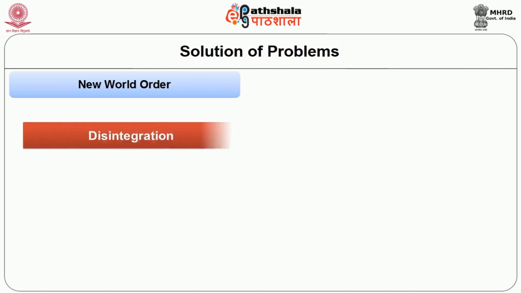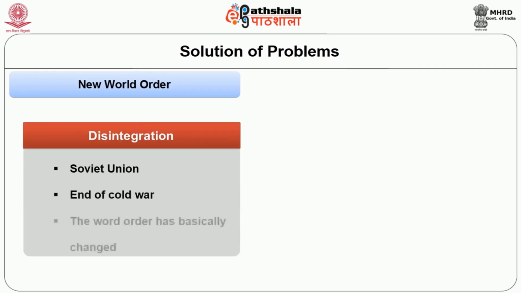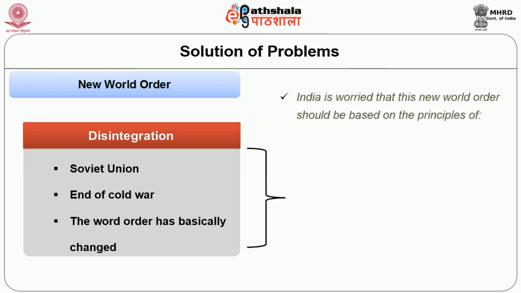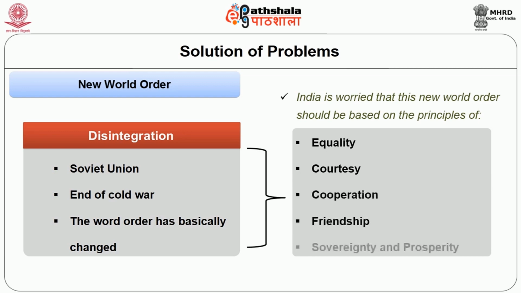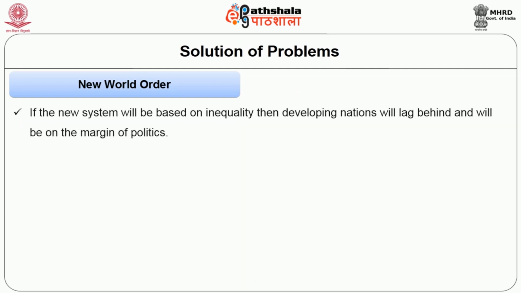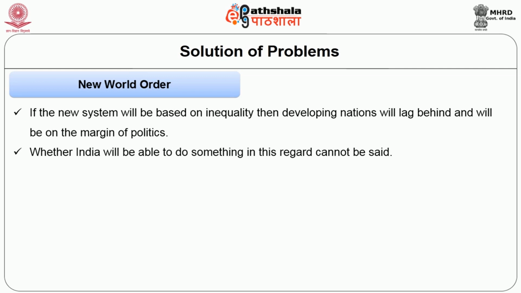New World Order. As a consequence of disintegration of Soviet Union and end of Cold War, the world order has basically changed. This process of change is still continuing. Due to these changes, India is worried that this new world order should be based on the principles of equality, courtesy, cooperation, friendship, sovereignty, and prosperity, and not on the basis of supremacy of one or two powerful nations. If the new system will be based on inequality, then developing nations will lag behind and will be on the margin of politics. Whether India will be able to do something in this regard cannot be said.